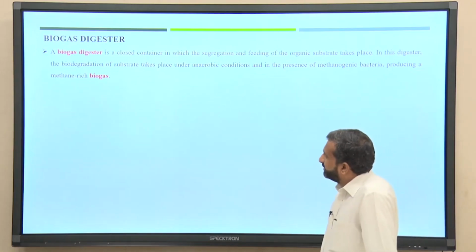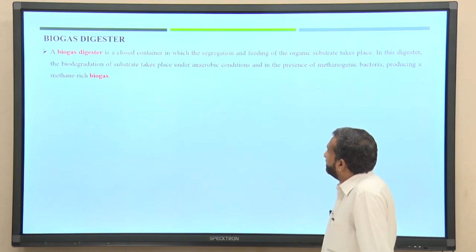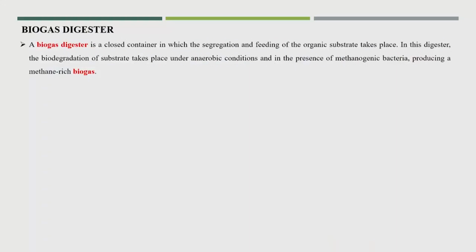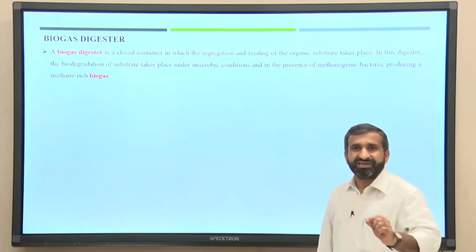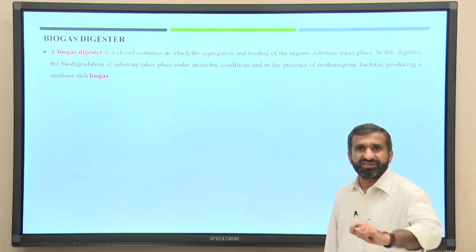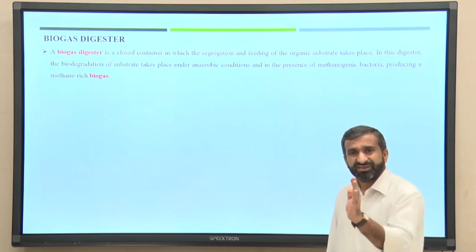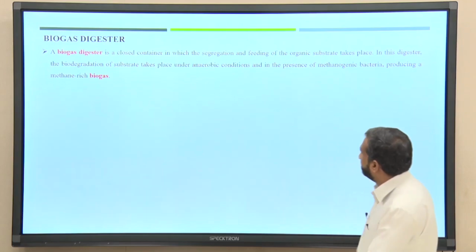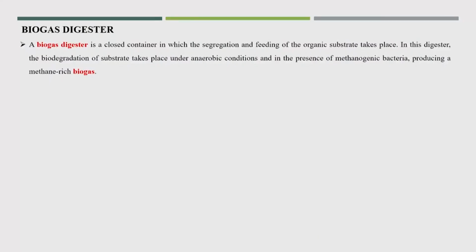The biogas digester is a closed container in which segregation and feeding of the organic substance take place, and majorly acetogenesis and methanogenesis take place inside this biogas reactor. In this digester the biodegradation of substrate takes place under anaerobic conditions and in the presence of methanogenic bacteria, producing methane-rich biogas.